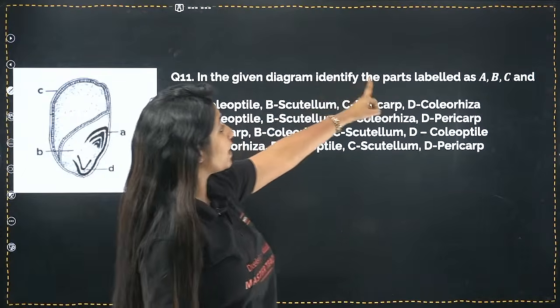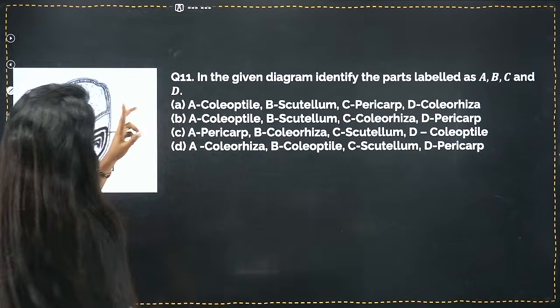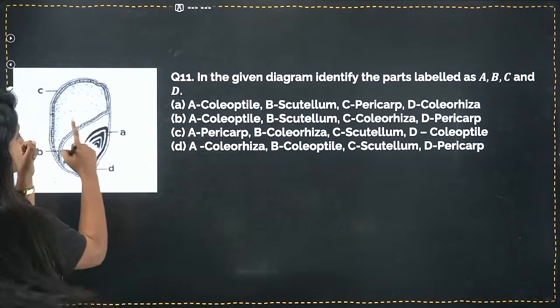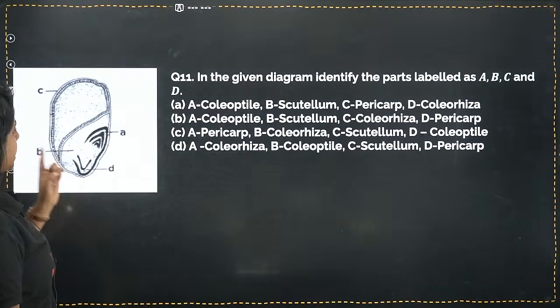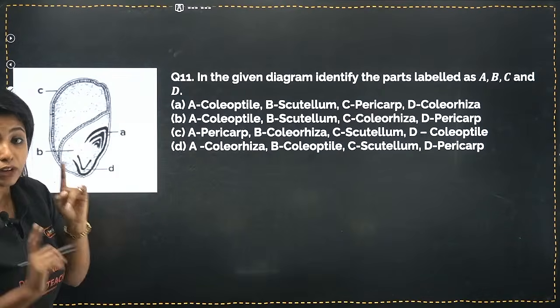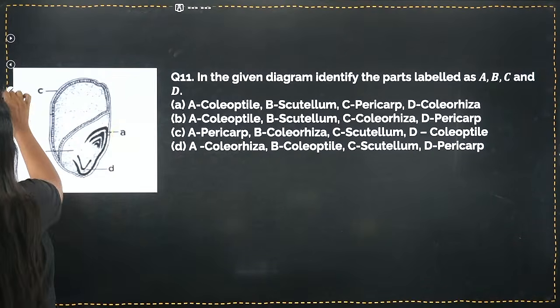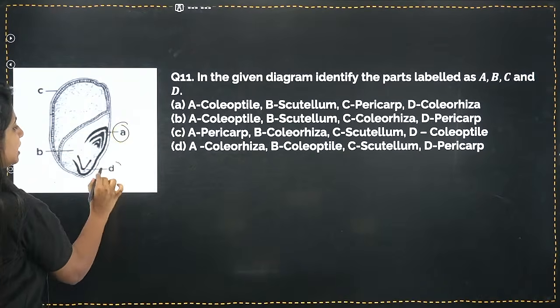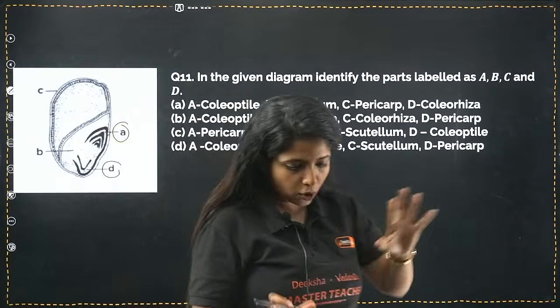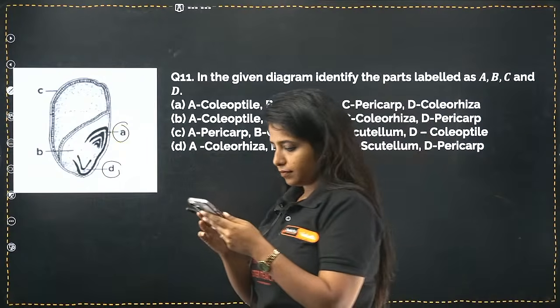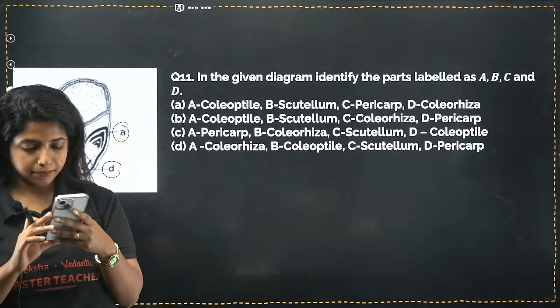So question number 11. In the given diagram, identify the parts labeled as A, B, C and D. So over here, this is a diagram that is given to you. You have to identify the parts A, B, C and D. Always, the first thing that you have to do is identify the A part and then the D part, and then try to find your answers. A and D first, then all the other options. Okay?